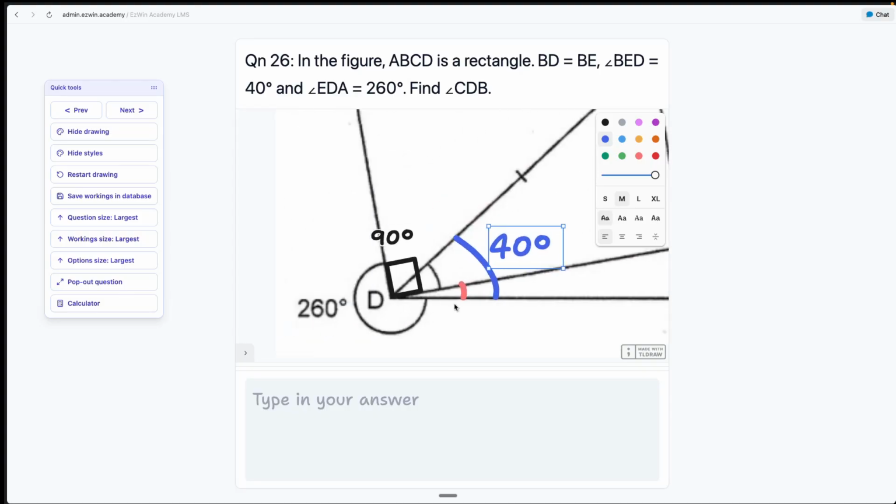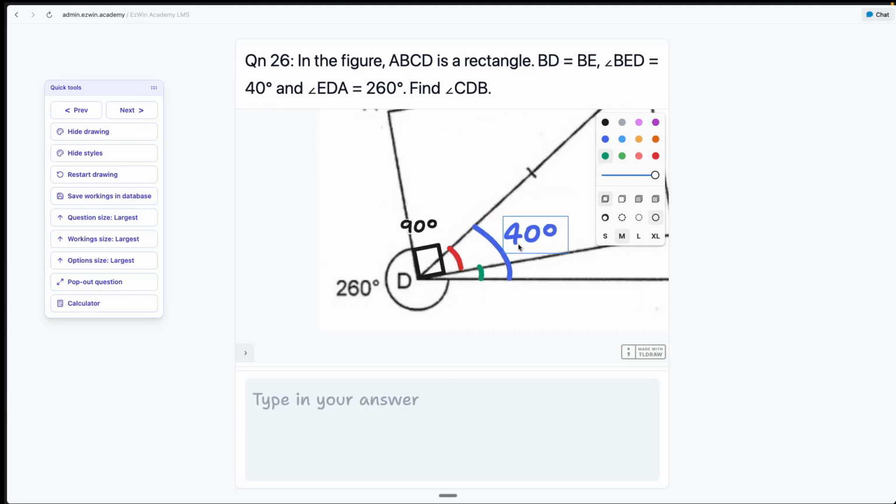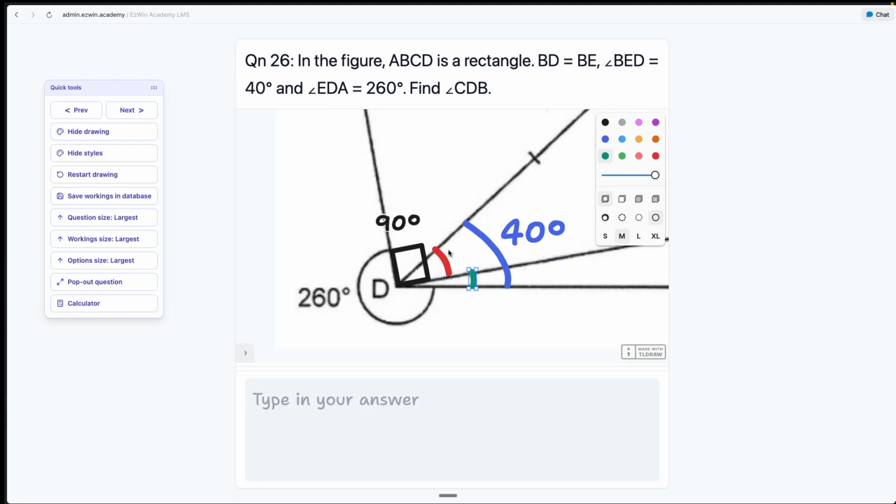So once we are able to get this pink angle, we can minus 40 degrees to get the angle that we're looking for, which is the red angle. That's what you see over here. Right? Okay, maybe I'll put this as green. If we know the green angle, then we can just minus with 40 and we get the red angle. To get the green angle, since this whole thing is a circle, we can just put 360 minus 260 minus 90.